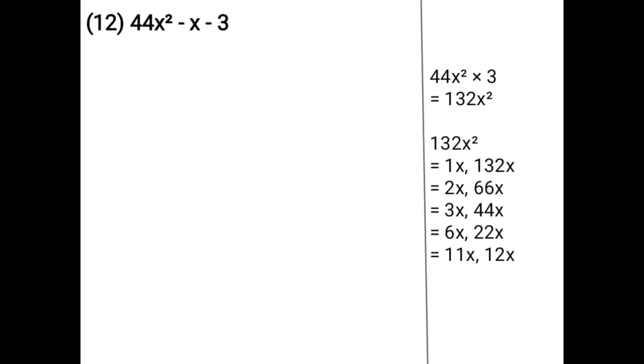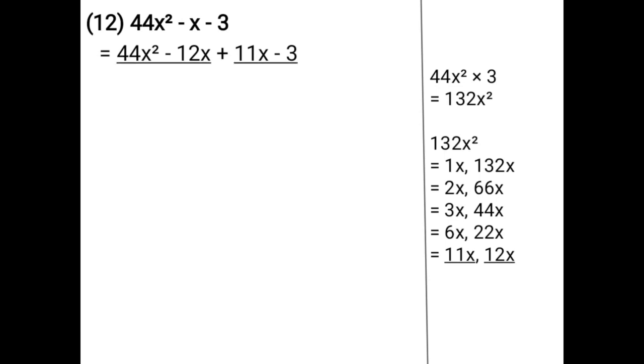If you have only the variable x, that means 1x. Correct factors of 132x² are 11x and 12x to write the expansion form of the middle term, minus x. Now we'll begin the sum. First you have to write the first term as it is, that is equal to 44x² minus 12x plus 11x. Then the third term write as it is, minus 3.